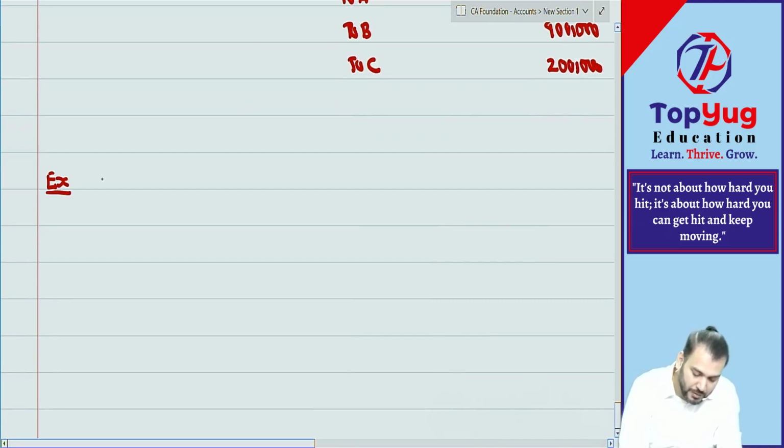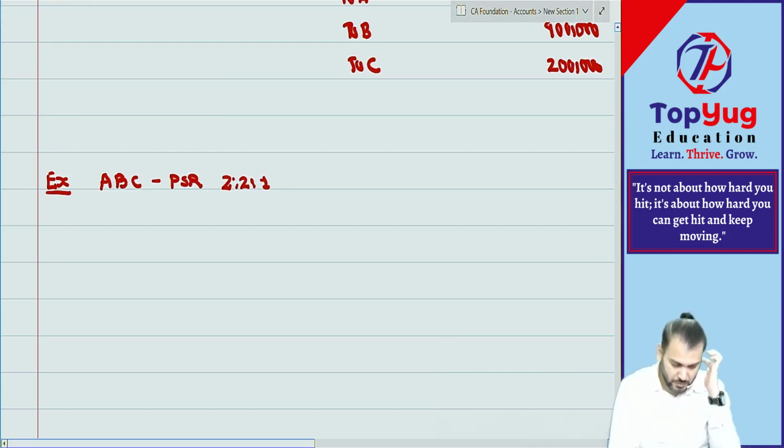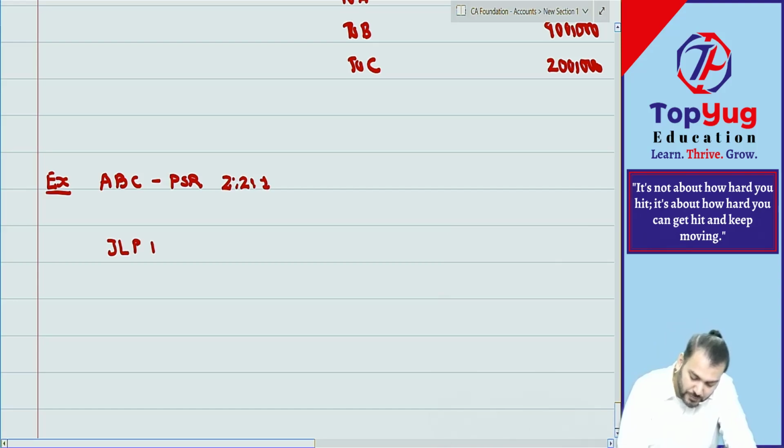Example. A, B, C, PSR 3:2:1. Better write on that only. 2:2:1. Initially 2, it was there in the previous also. 2:2:1. Correct. Now GLP is maintained in the balance sheet.